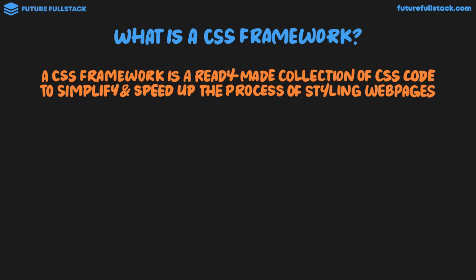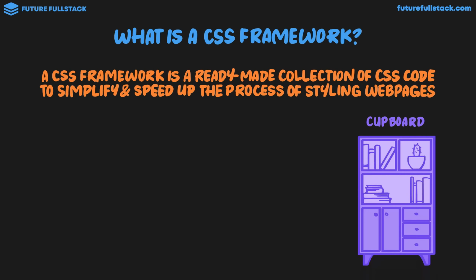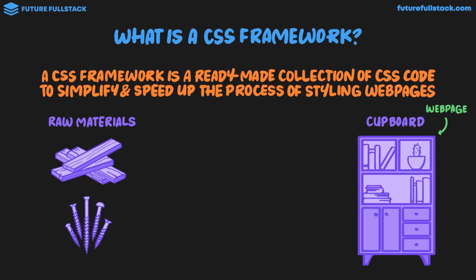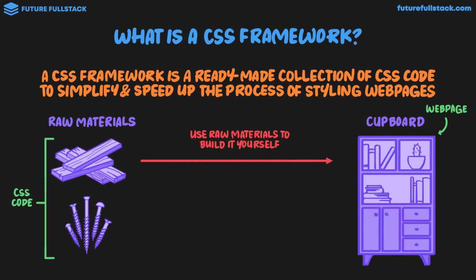To understand this, let's look at different ways we could build a cupboard. The cupboard is an analogy for a web page. Now, to build a cupboard, we need to work with raw materials. Wooden planks and screws represent CSS code. The first way you could build your cupboard is to use the raw materials to build it yourself. You could go to the hardware store, buy some wood, some nails, and some other pieces to build your cupboard.